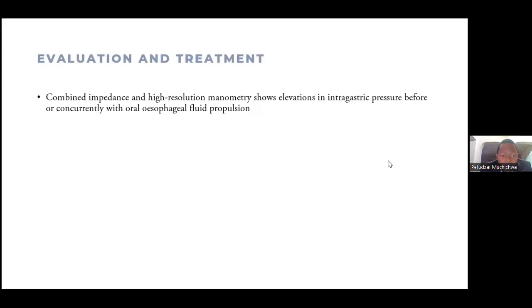In terms of evaluation, we need a combined impedance and high resolution manometry that will show elevation of intragastric pressure before or concurrently with oral esophageal propulsion. The mainstay of treatment for rumination syndrome involves behavioral modification.